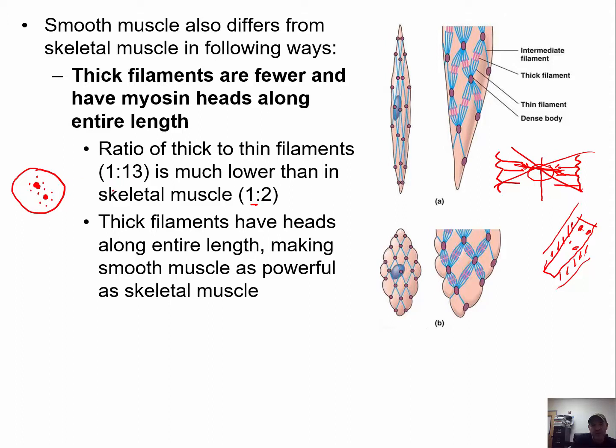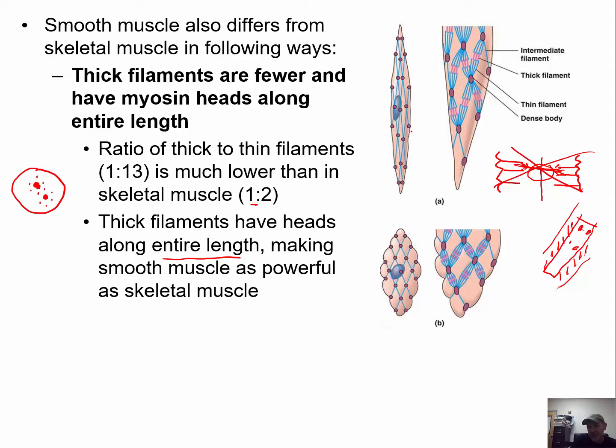And again, we don't have the arrangement of sarcomeres. There are no Z discs, but we'll take a look at how that actually works. Okay? So again, those thick filaments are going to have myosin heads the entire length, and that's not like what you see in skeletal muscle. So when we look over here, what exactly are the thin filaments attached to if they're not attached to Z discs?